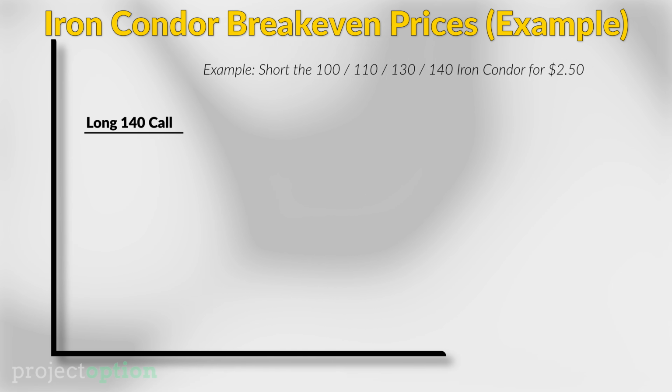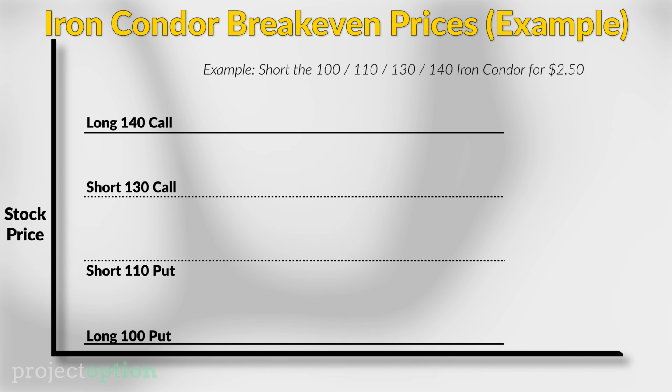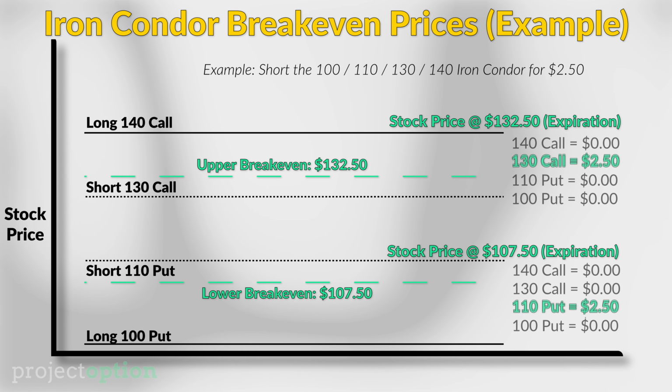So for this iron condor, let's say that I short the 110-100 put spread, and at the same time I short the 130-140 call spread, giving me an iron condor position. And let's say that I short this position and I collect $2.50 for selling this iron condor. What will be my break-even prices in this example? Now again, we have to ask ourselves the question, at what stock price will this iron condor have intrinsic value equal to the entry price of $2.50? And in this case, there are actually two break-even prices.